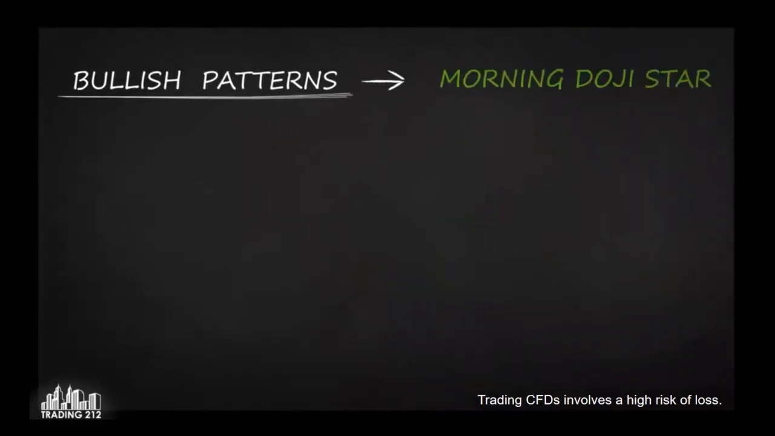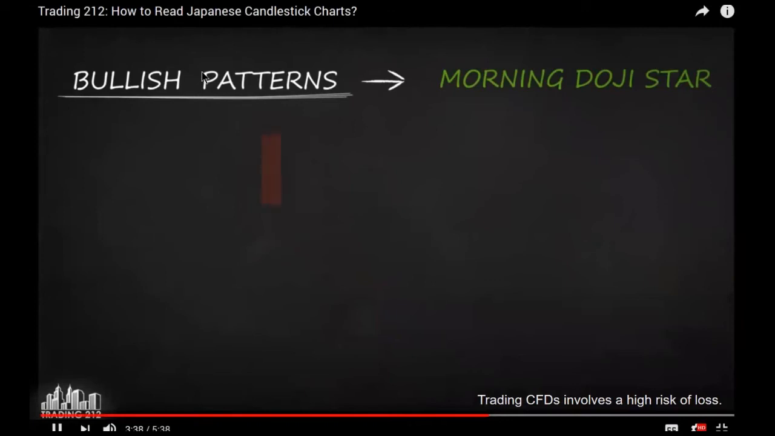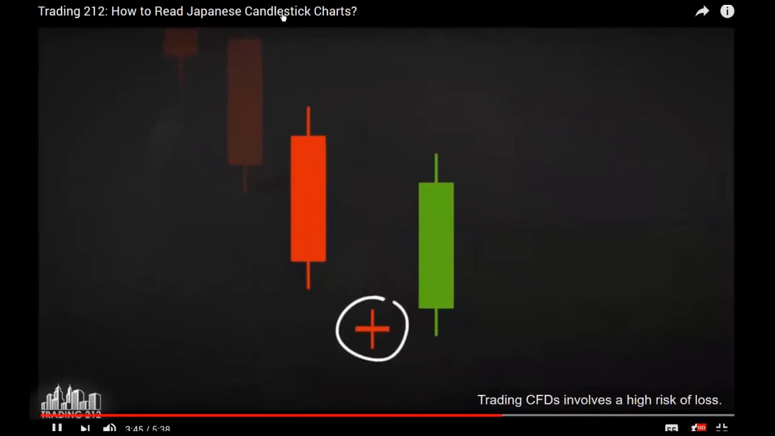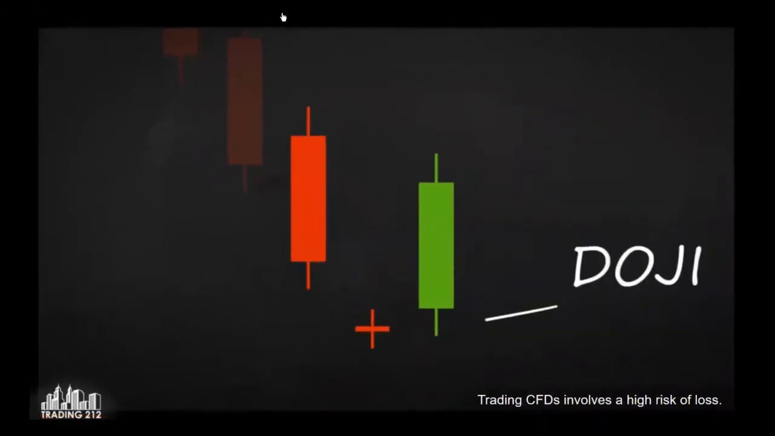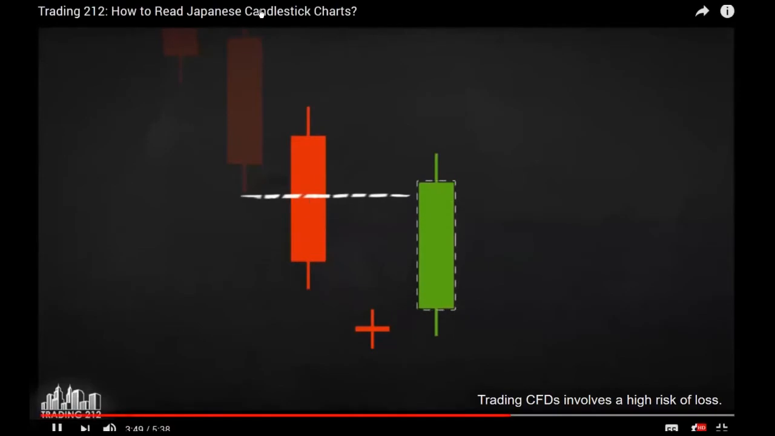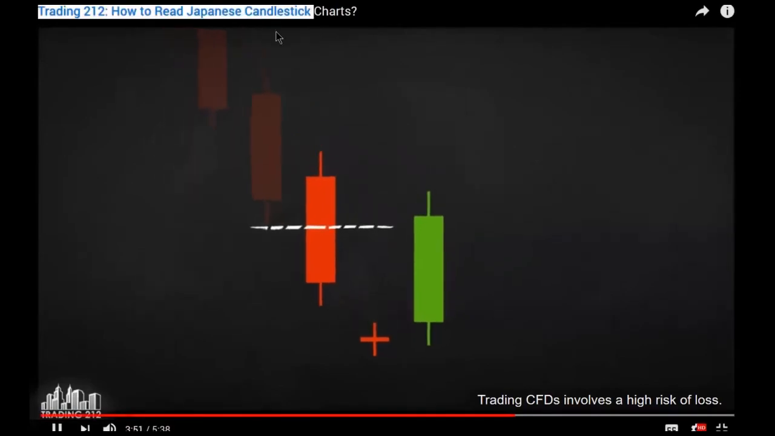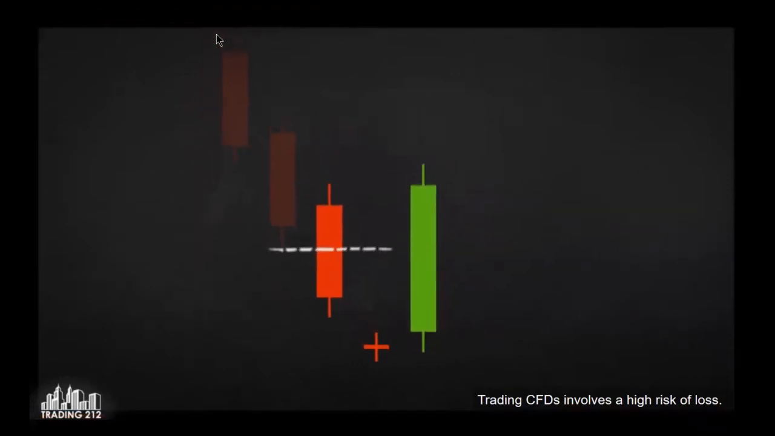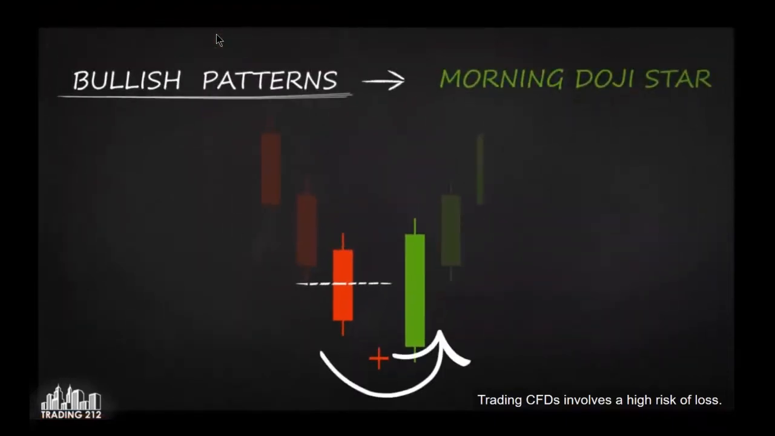Morning doji star. This pattern appears when there is a slight market movement and consists of 3 candles, a red one, followed by a doji, followed by a green candle closing beyond the middle of the first candle. If the green candle is longer than the red one, the signal is even more reliable. Spotting the morning doji star is a signal to buy.